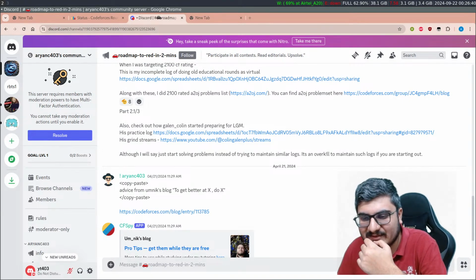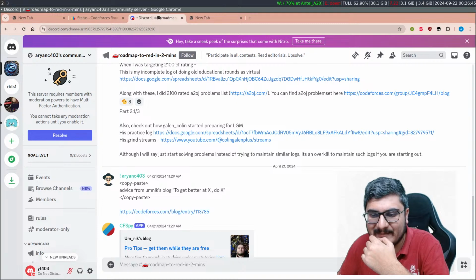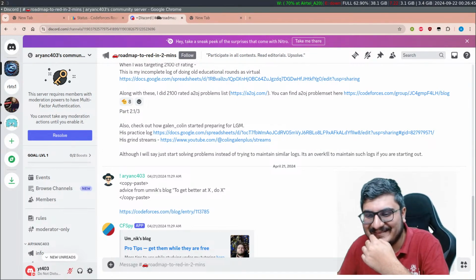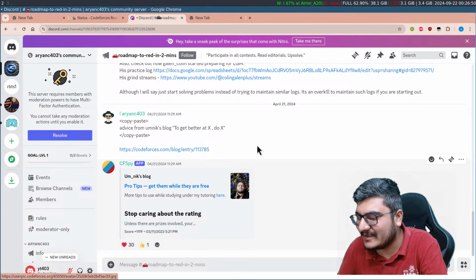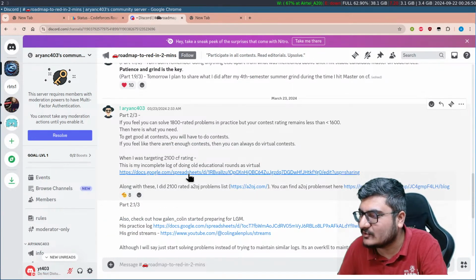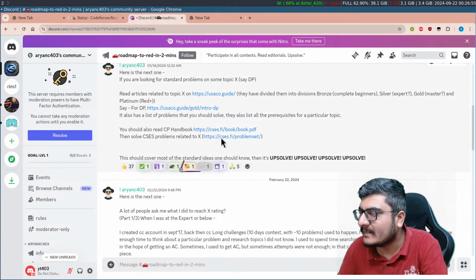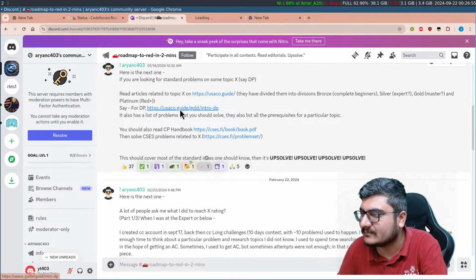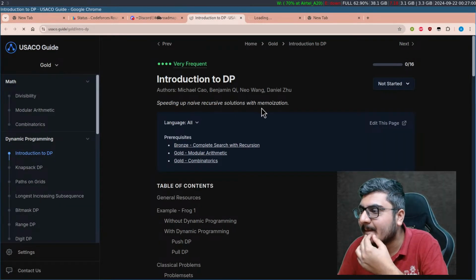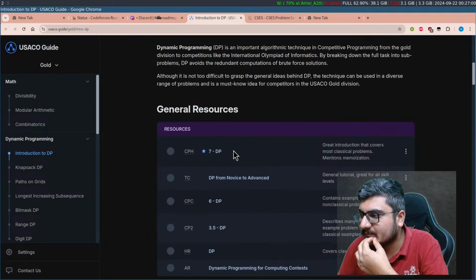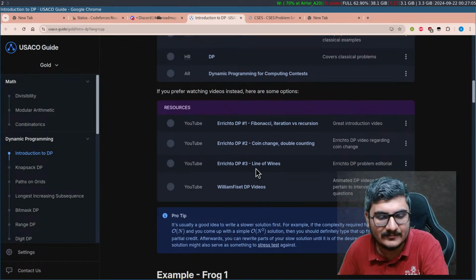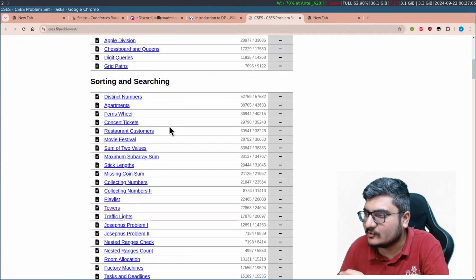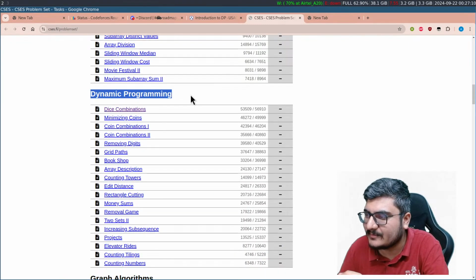How can I become better at DP? I know practice is the key, but I want to know something extra. Practice would be the only way. You can check out the USACO guide and the CSES problem set to practice some standard problems. You can refer to some problems here which are related to DP. CSES also has a lot of dynamic programming problems. You can start from here.